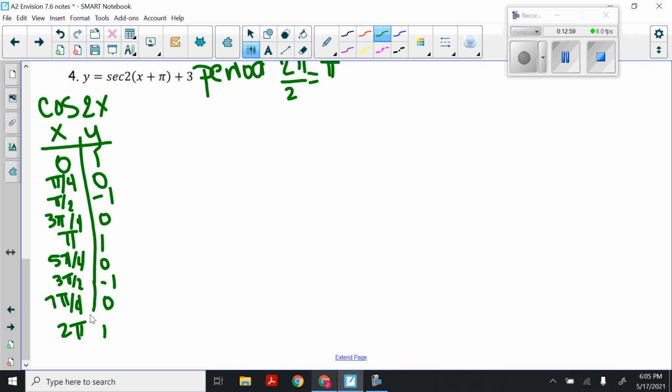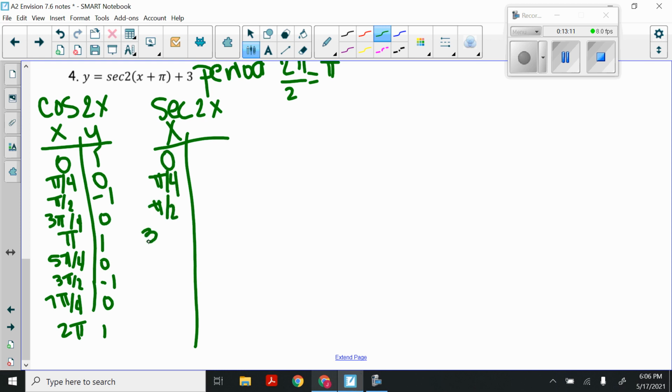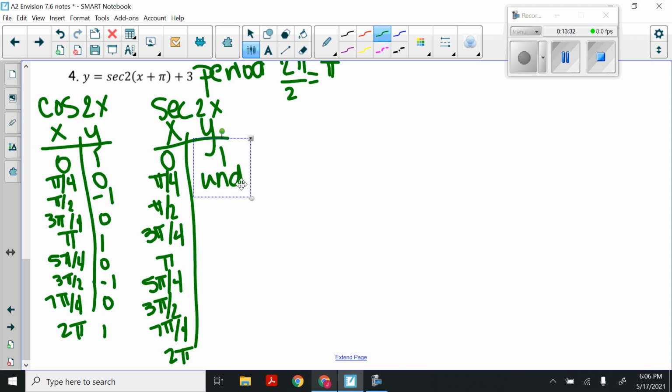So then the secant, so our parent function, what we're trying to graph, the secant of 2x. My x's are going to stay the same. 0, pi over 4, pi over 2, 3 pi over 4, pi, 5 pi over 4, 3 pi over 2, 7 pi over 4, and 2 pi. My y's, okay, so now remember that we're going to flip all of these, okay? So 1 over 1, still 1. 1 over 0, undefined, so this is an asymptote. Negative 1, undefined. 1, undefined. Negative 1, undefined, and 1.